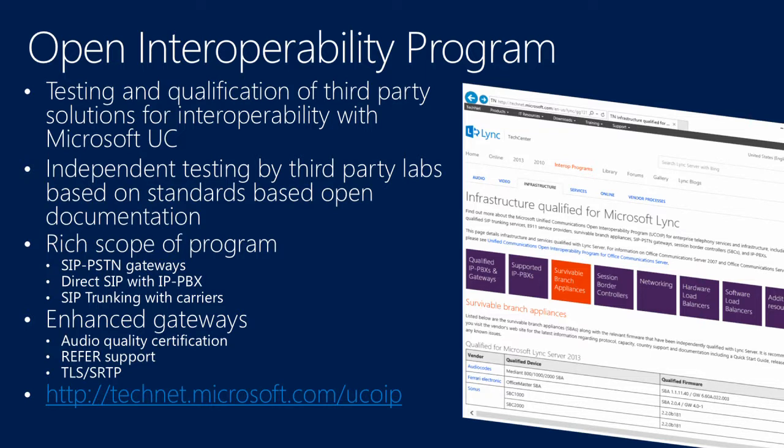We mentioned before the Open Interoperability Program. This is a good place to check out all these different devices. Microsoft has a program to certify headsets, telephones, gateways, session border controllers, wireless network equipment, switches, load balancers. The URLs are on there that you can get from the deck. But it's a good reference if you're looking for different devices for your solution.